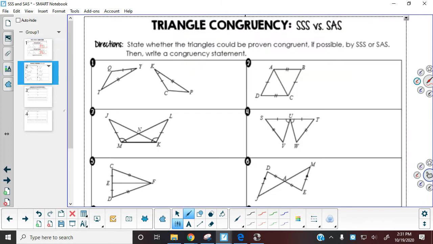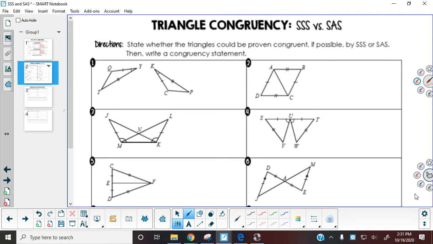So when we look at our pictures below these examples, we're going to determine whether or not the triangles can be proven congruent by either side, side, side, or side angle side. Notice it says if possible, so there might be times when the triangles are not congruent. If we look at number 1, we've got 2 sides, and where those 2 sides come together, we have that angle marked. Same thing here. We have the 2 sides where that angle comes together. So by side angle side, we can show they are congruent, and notice it also says to write a congruency statement.